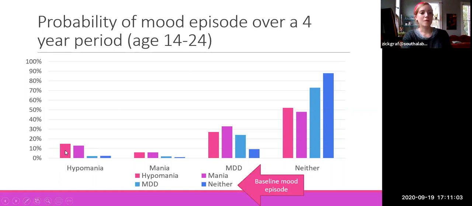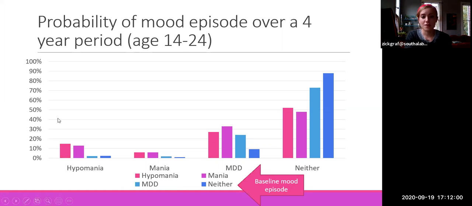The lighter purple bars are people who had had a hypomanic episode at the first baseline assessment, but hadn't had a depressive episode or a manic episode. So the most common thing for them to experience was actually neither. A little over 50% of people who had had at least one hypomanic episode didn't go on to have another mood episode over the next 4 years. The next most common thing for them was to have a depressive episode. So their chances of having a depressive episode were higher than the chances of people who had never had any mood episodes. So hypomania is clearly a risk factor for depression. Almost 30% of people who had hypomania went on to have a depressive episode. And then a small percentage of them, but much higher than the population rate of these disorders, went on to have a manic episode. So that's about 7%.